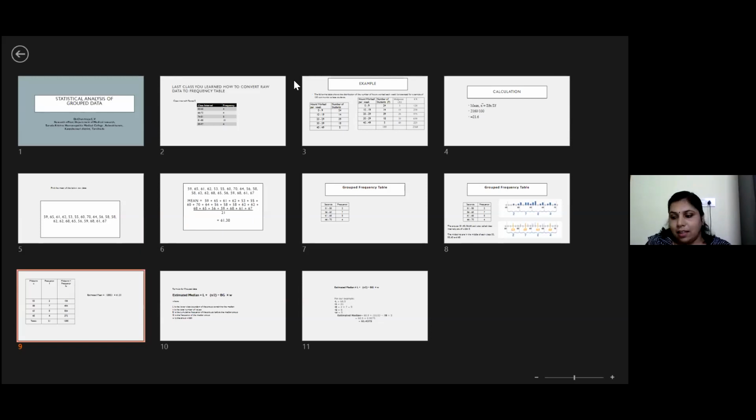What are the mid values? Jareen, yeah. 37. Vidya, 37. Very good. 42. 47. 52. Yes. Very good. Everyone has done very well. 57. So that was the mid value. 37, 42, 47, 52, and 57.